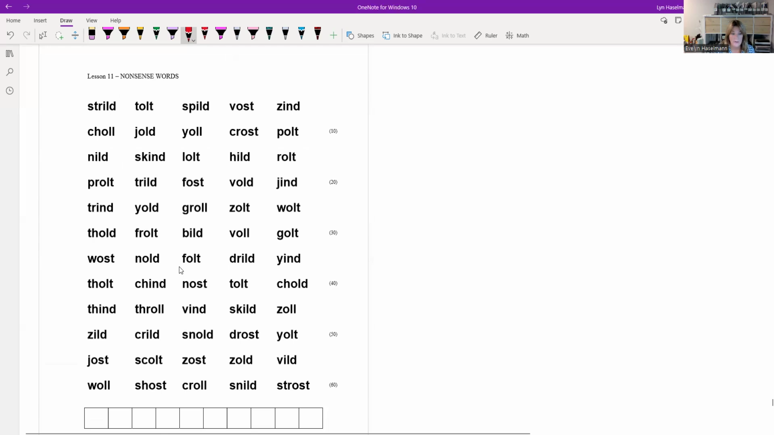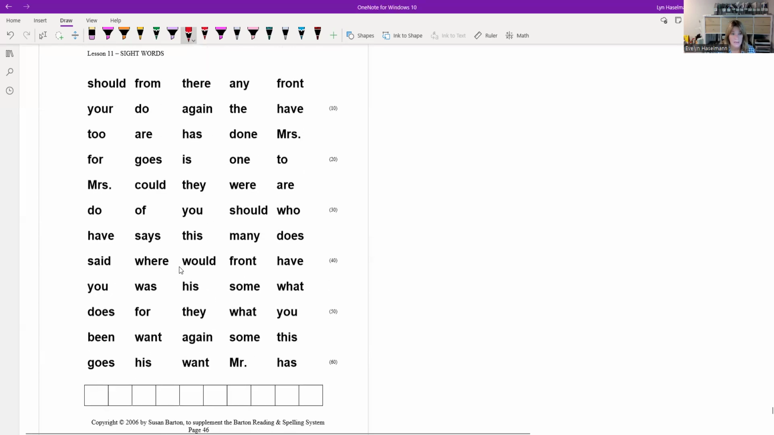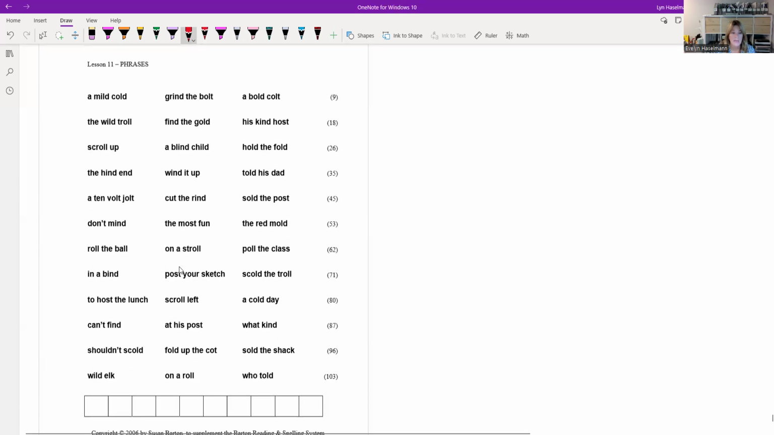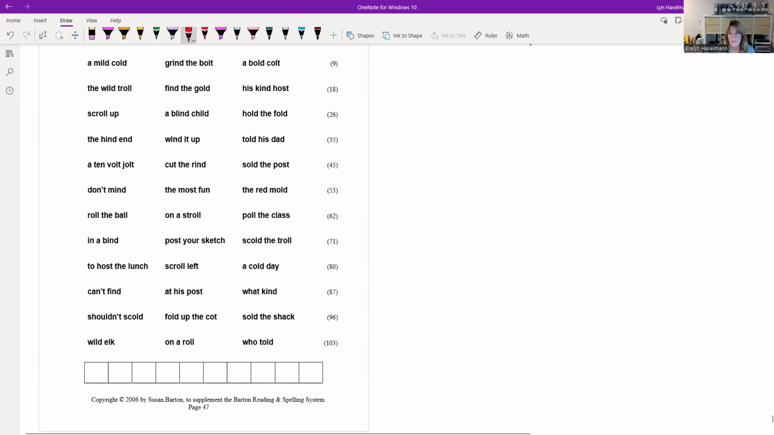Nonsense words are definitely going to be harder, so you'll need to do those. Focus again on accuracy. Sight words and then phrases. So that's it for the day. Thank you.